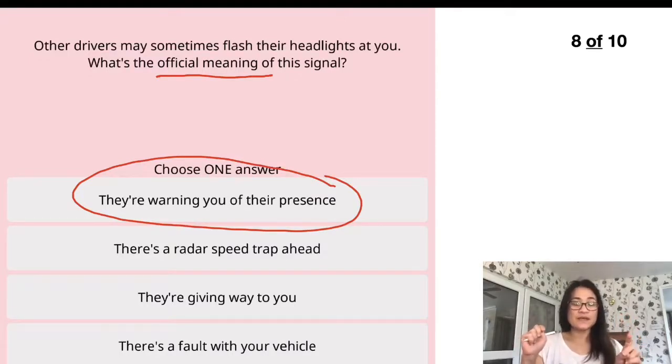The second one said they would like to say to you that there's a radar speed trap ahead. Sometimes people do that, but that's not official. That's not really written down in the Highway Code. The third one said they're giving way to you. Yes, we're familiar with these kind of things. When we see people flashing the headlight to you, it means they let you go, or sometimes they say thank you as well. So it's very confusing, isn't it? But officially, flashing the headlight means they are warning you of their presence.